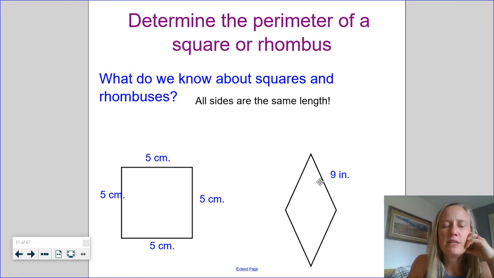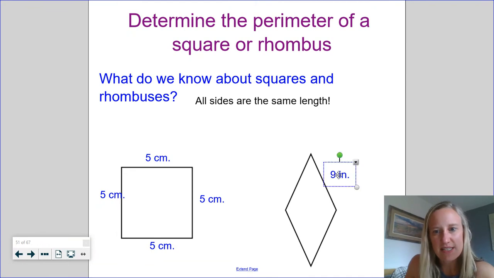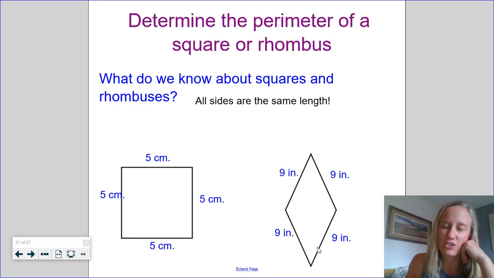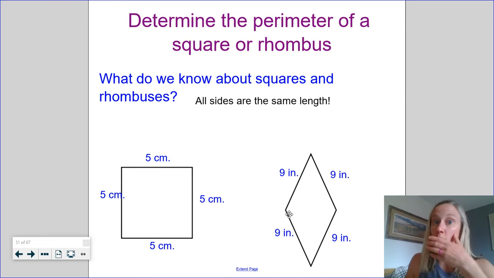How about a rhombus? What do we know about rhombuses or rhombi? They also have all sides the same length. And so that means if this side is 9 inches, then this side is 9 inches. And this side is 9 inches. And this side is 9 inches. So this is going to be 9 plus 9 plus 9 plus 9. Or 9 4 times, 9 times 4, which would be 36. So this has a perimeter of 36 inches.